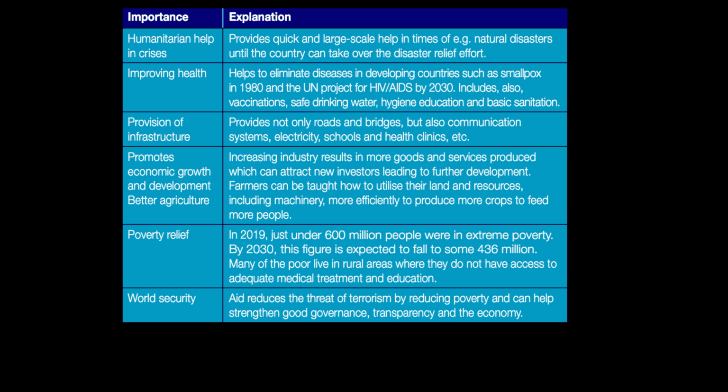Lastly, world security is another important reason why aid should be given, because aid reduces the threat of terrorism by reducing poverty in some countries and can help in strengthening good governance and transparency and in the economy. A good example of this is Afghanistan, where a lot of US aid was given to provide good governance and also to reduce the terrorism in the country.